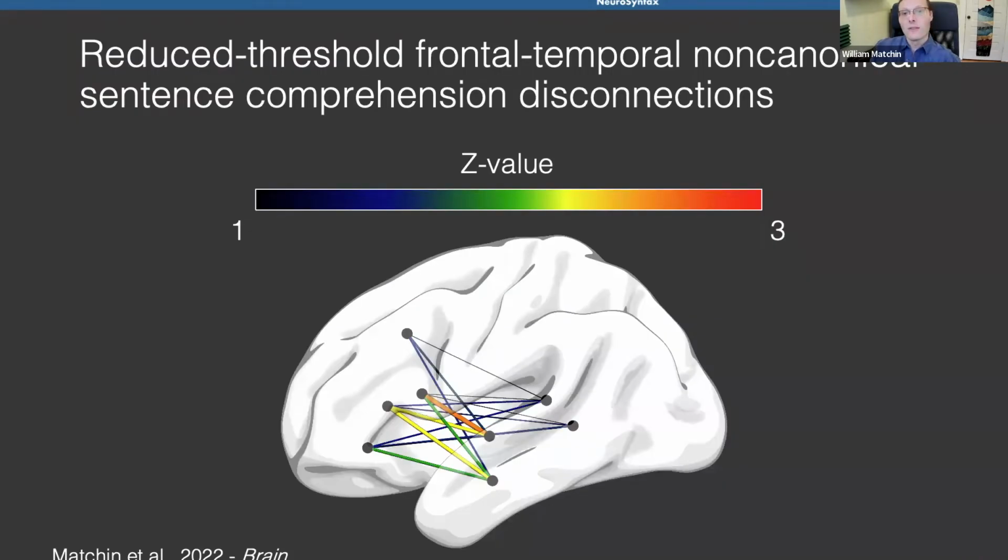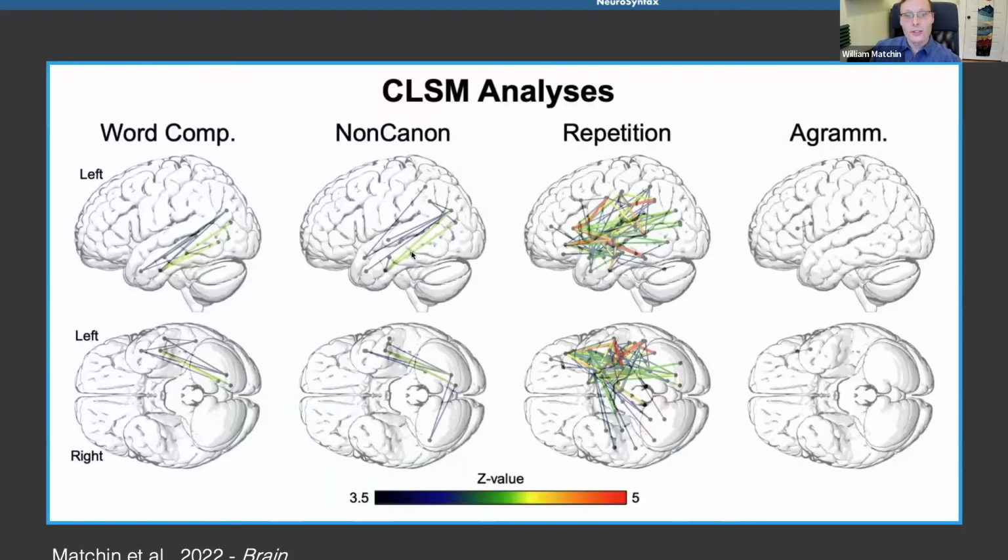So for non-canonical sense comprehension, this was really our critical test, because the concept from Mesulam et al. was that the non-canonical deficits that we see in Wernicke's aphasia are not due to damage to Wernicke's area, but rather disconnection of the frontal lobe. But yet we did not see any significant frontal disconnections in our CLSM analyses. So at a very first pass, this casts doubt on that explanation.